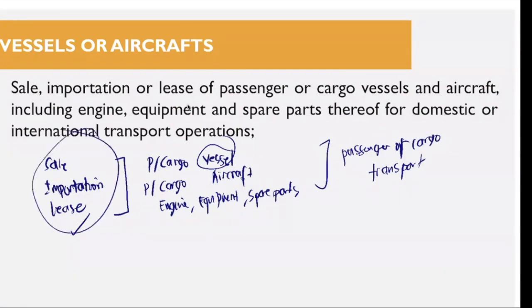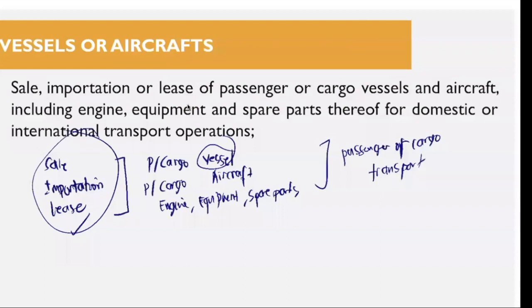Guys, again, this is a reminder that it is important for you to remember what the transactions are. Is it the sale only? Is it the lease only? Is it the importation only? Or is it the services only? Or is it the publication only, etc. Okay? So you need to know if it is exempt.